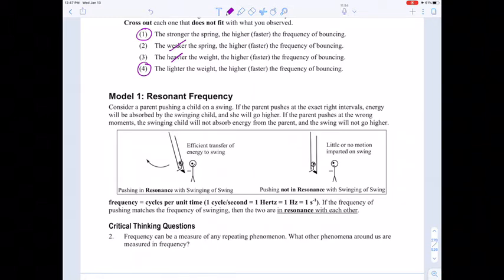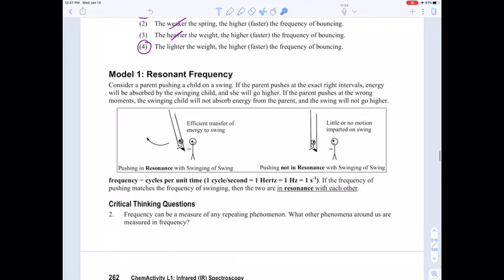So over here, if the parent pushes at the right time, they are in resonance with the swinging of the swing. That makes sense. Anyone who's pushed a swing knows that if you push your hands when the child isn't against them, you are not in resonance and the swing will not be affected. Okay, so there you have resonance in a term you can easily understand.